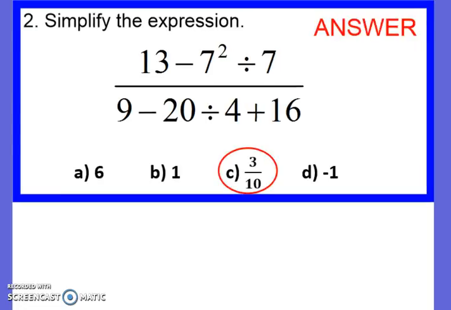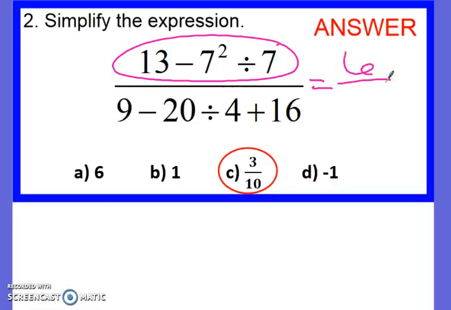And the answer is C. So when you have a complex fraction, which just means a fraction with a lot happening, take the numerator, simplify it first, and then take the denominator. So if you put in your calculator 13 minus 7 squared divided by 7, you should get 6. On the bottom, now we're going to simplify the denominator. 9 minus 20 divided by 4 plus 16.